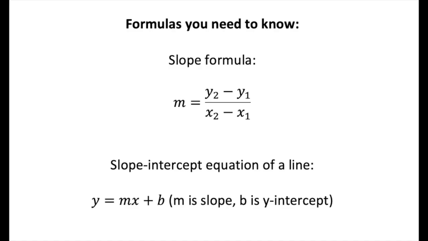In this lesson, we will talk about lines, their slopes, and their equations. To solve the following few questions, you will need to know these two formulas. The first one is the slope formula that allows you to find the slope of a line when you're given 2 points. And finally, the slope-intercept form of a line y equals mx plus b, where m is the slope and b is the y-intercept.